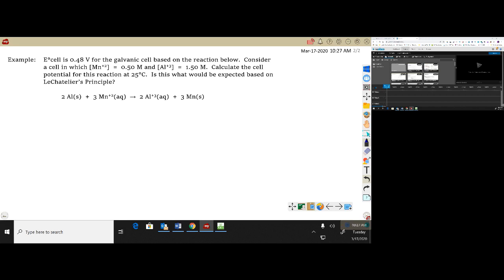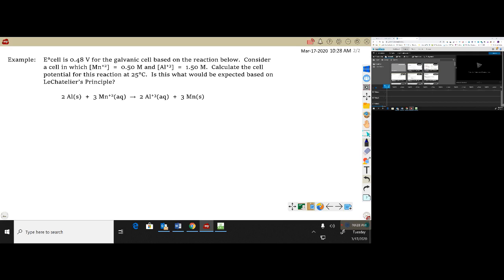For example, okay, so here's everything that I need. E cell, the standard cell potential, is 0.48 volts for the galvanic cell based on the reaction below. Now we're going to run this cell where the manganese concentration is 0.5 molar and the aluminum concentration is 1.5. Calculate the cell potential for this reaction at 25 degrees. And then can I just kind of qualitatively compare that to what I might expect if I were using Le Chatelier's principle, which is more of a qualitative look at potential and Q versus K.